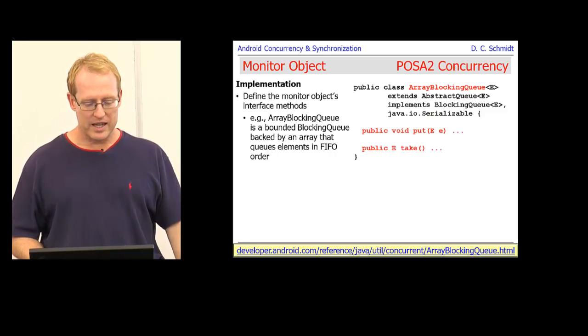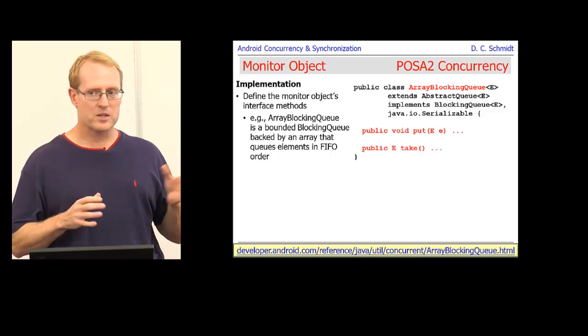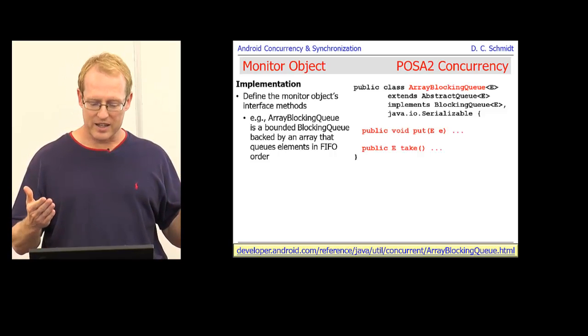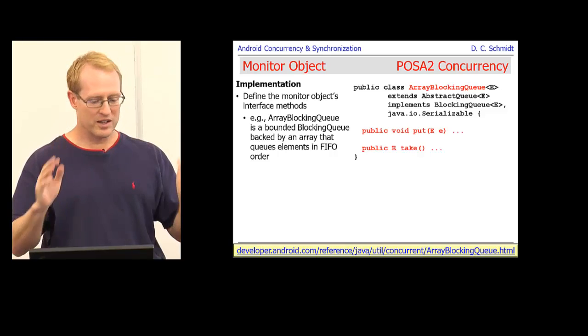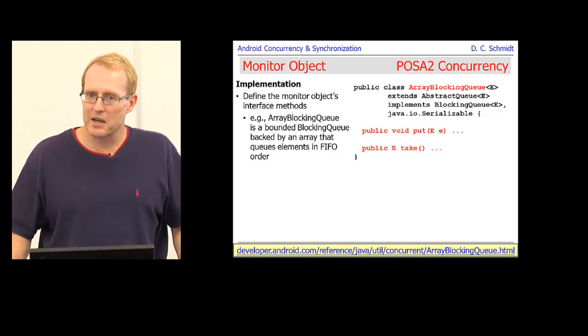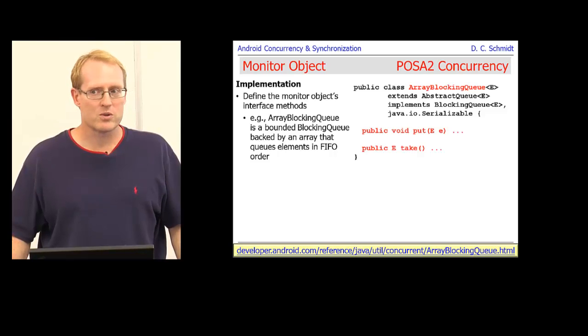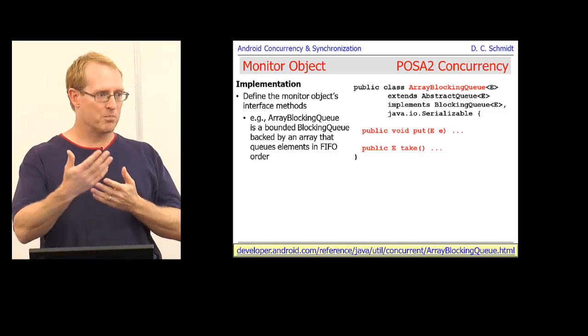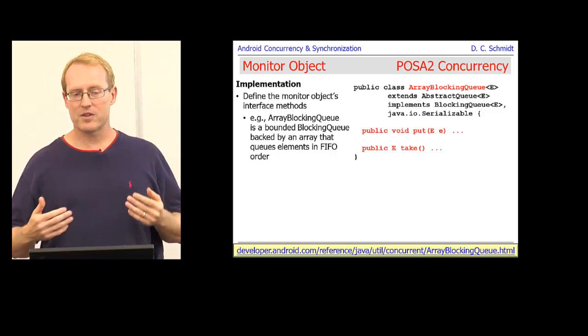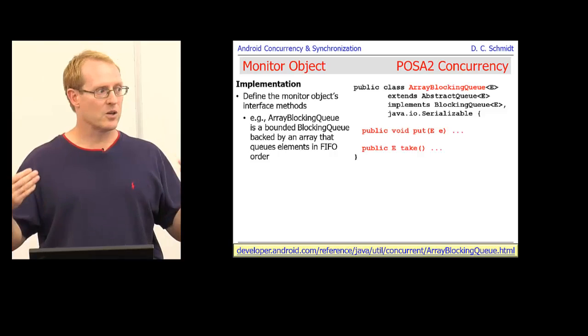And what it does is it is a queue that's backed by a bounded blocking queue. That means a queue that has a fixed amount of space allocated to store information in it. And it queues the elements in first in, first out order. So it's a FIFO queue. And the property is if the queue is empty, like we talked about before, it blocks till the queue is not empty. And if the queue is full, it blocks until the queue is not full.